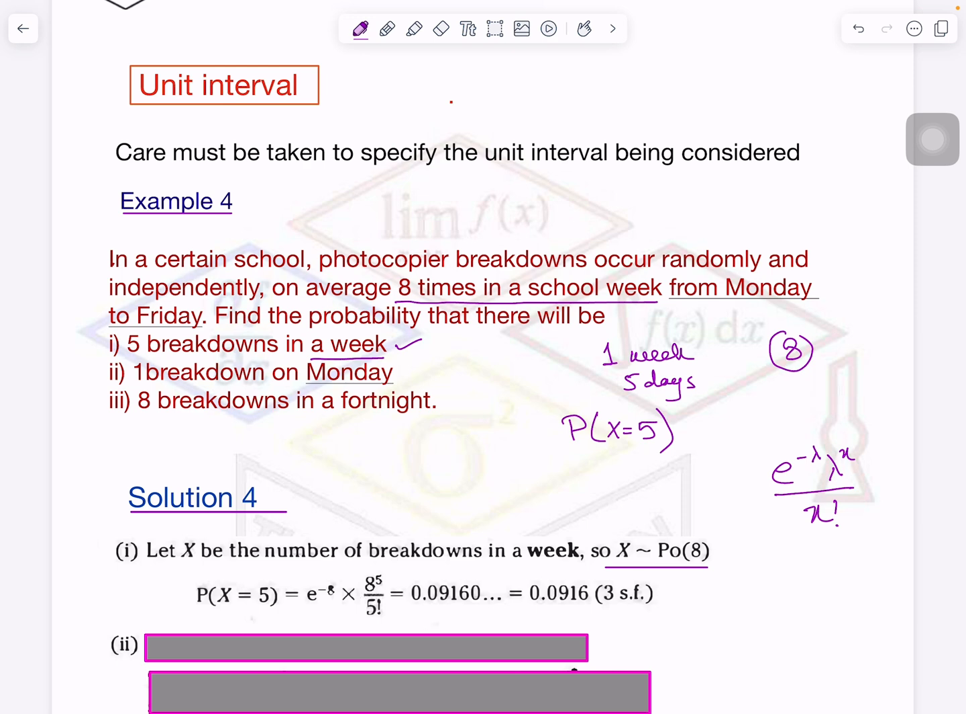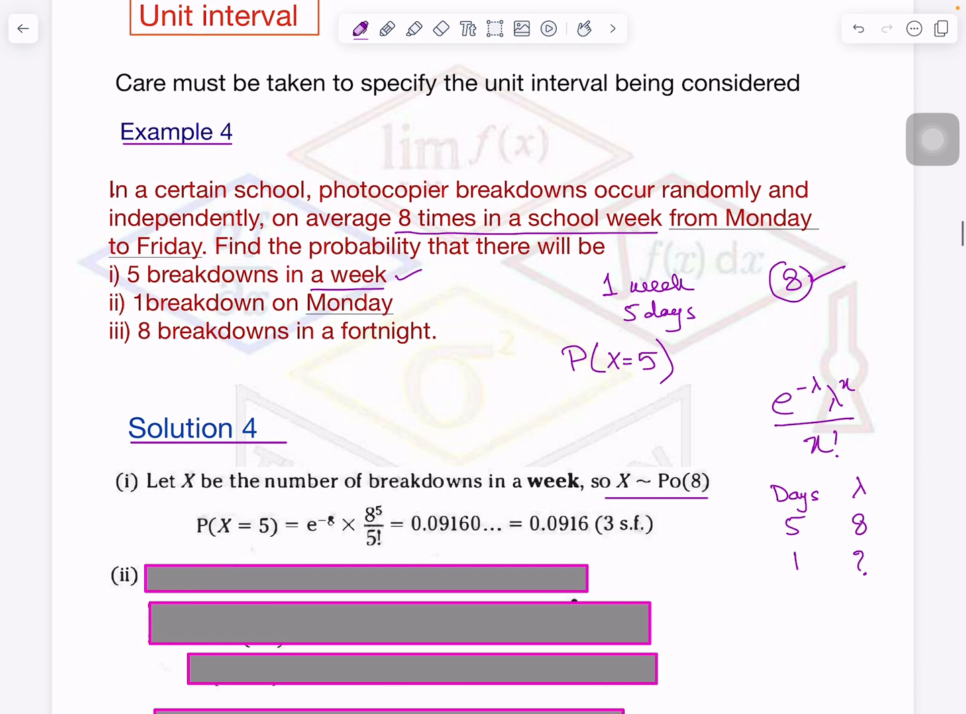Now when we are talking about 1 breakdown on Monday, it means I'm talking about 1 day. So you have to calculate lambda for 1 day. This lambda of 8 is for 5 days. So how will you calculate it? For 5 days lambda is 8. For 1 day, lambda will be what? You will cross multiply. It will be 8 divided by 5. So this will be your lambda. This is called the unit interval.